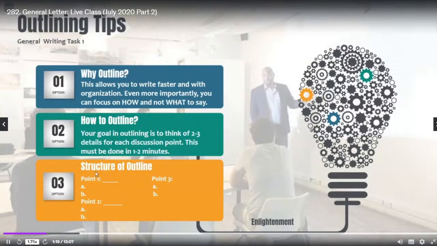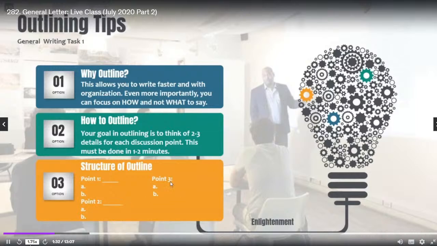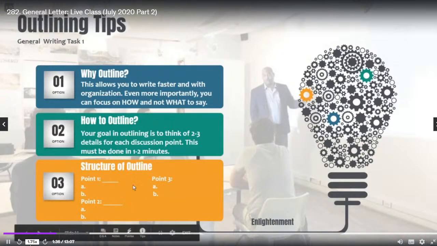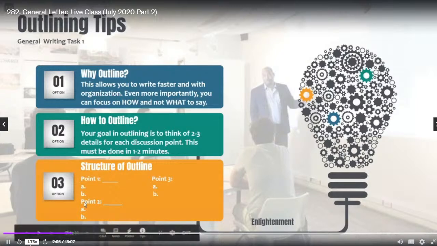When you're outlining in terms of the structure, like I say, they're going to give you different points. You have point number one, whatever it is. You're going to think of 2 details you're going to talk about for point number 1, 2 details for point number 2, and then 2 details for point number 3. So that's the way you structure an outline. Point 1, A and B, point 2, A and B, point 3, A and B. If you have that information, you can really focus on how to say something. And when you're doing an outline, it's done in 1 to 2 minutes. It's a very, very fast process. So please keep in mind this structure.